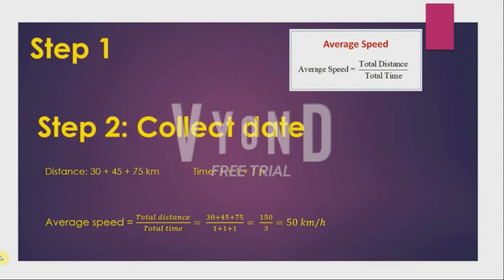Now we apply total distance, 30 plus 45 plus 75, over total time. I have 1 plus 1 plus 1, this is 3 hours. So 150 divided by 3, so the average speed here equals 50 kilometers per hour.